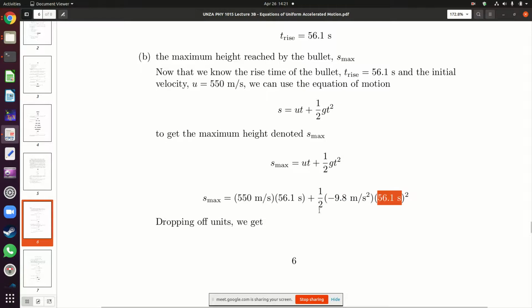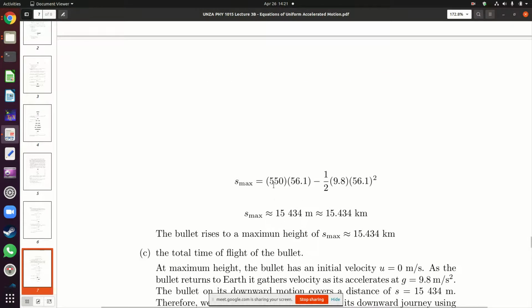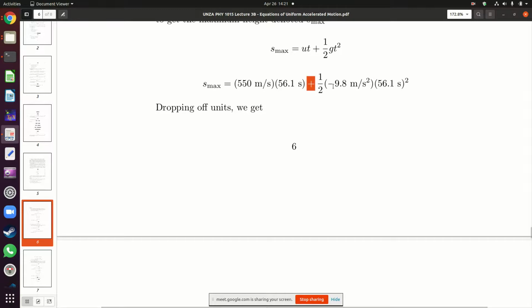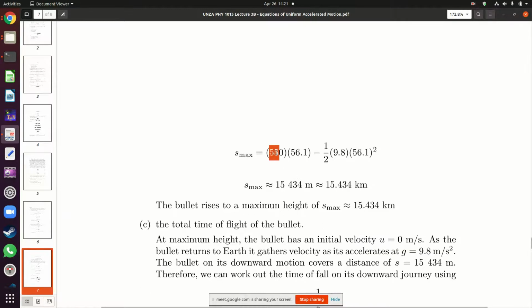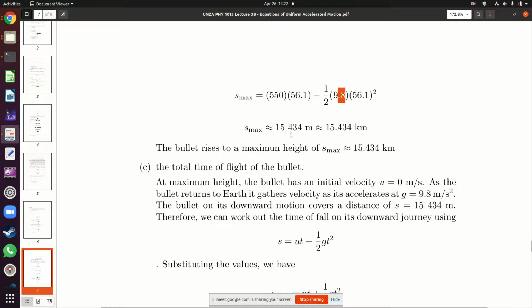So here, if you drop your units off and you multiply this plus and this minus, you end up with 550 multiplied by 56.1 minus half, then 9.8 times 56.1 squared. So if you work this out, you end up having a maximum height of 15,434 meters, which is about 15.43 kilometers. So that is how far the bullet goes up in the air. 15,434 meters. Is this clear?